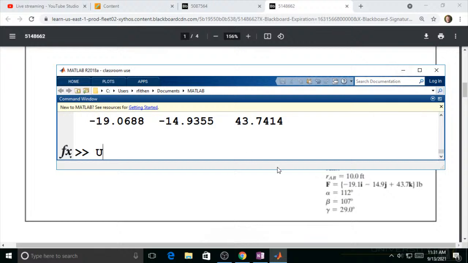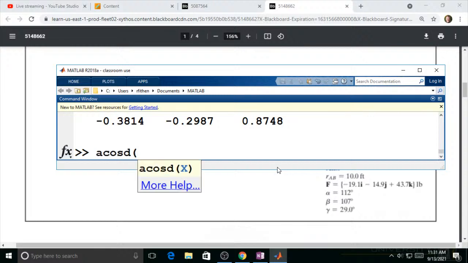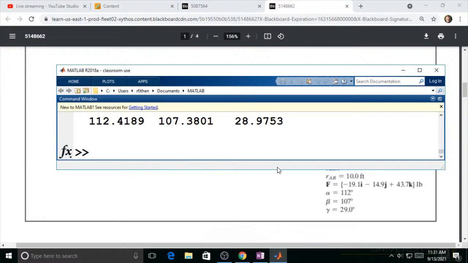And then if you want to find your angles, you already have the unit vector in RAB. That's the direction that the force is going. So you can just do arc cosine, and if you want the answer in degrees, you have to do the D. And then you can do U, R, A, B, and you get your 112, which is what he's got, 107, and 29. It looks like he's throwing these digits away. And that's pretty much it.